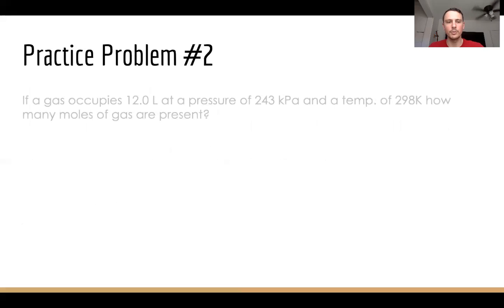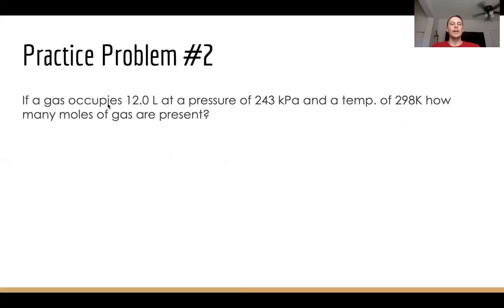So, second problem, I have a gas that occupies 12.0 liters at a pressure of 243 kilopascals, so we're using kPa here, a different pressure unit, and a temperature of 298 Kelvin. I want to know how many moles of gas I have in this container. So I have volume, I have pressure, I have temperature. I know what R is because it's a constant, it's always the same. So I can solve for N, or moles of gas.